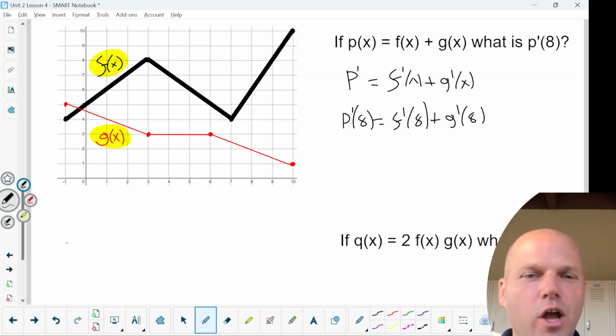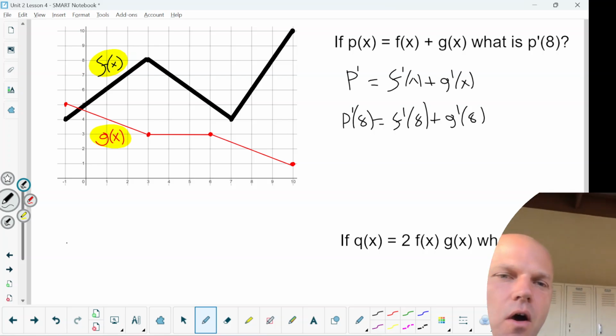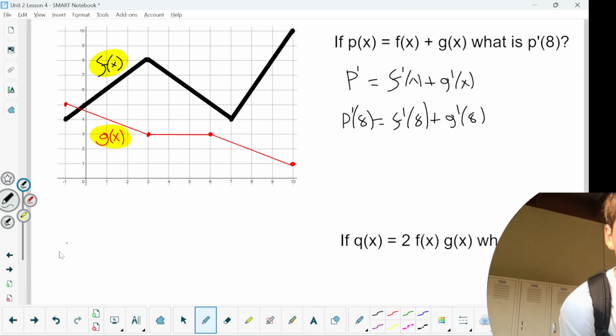We're almost done. Here, Ben, you can help me. P of x equals f plus g. I'm trying to find p's slope at 8. So I got f's slope at 8 plus g's slope at 8 because I just took the derivative of f plus g. How do I find those values if I'm given a graph of a bunch of line segments? Well, I would do it by finding the slope at those points.